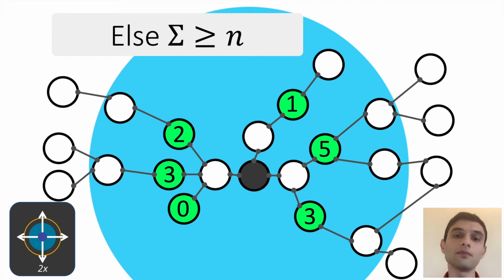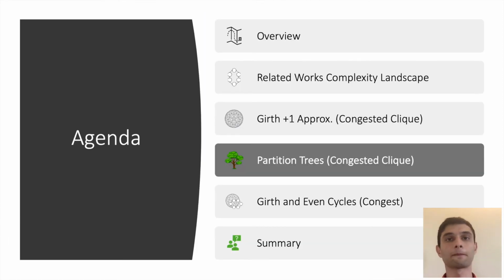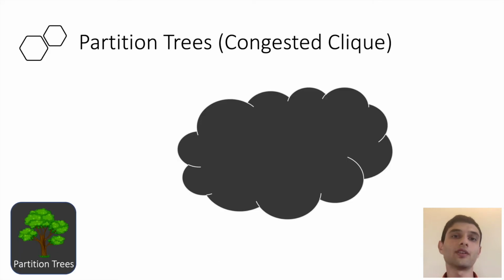And so this gets to a stage where we don't know if the cycle that we're looking at is of either even or odd length. That's why we don't get the exact girth of the graph, but we get a plus or minus 1 approximation. Okay, so that was the algorithm for girth.